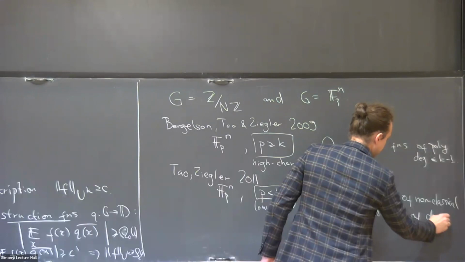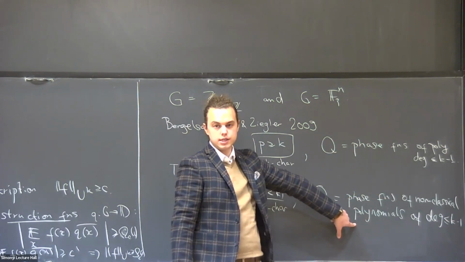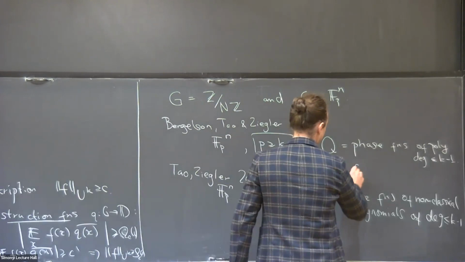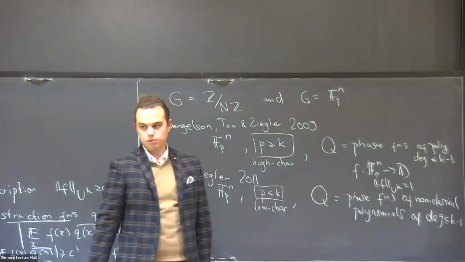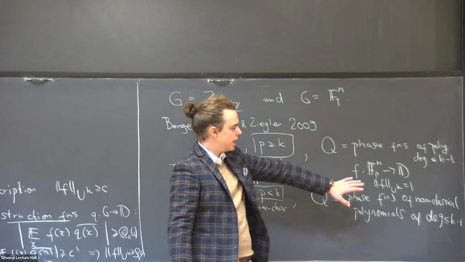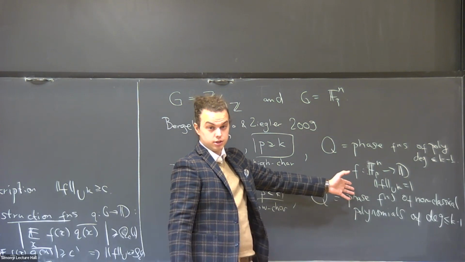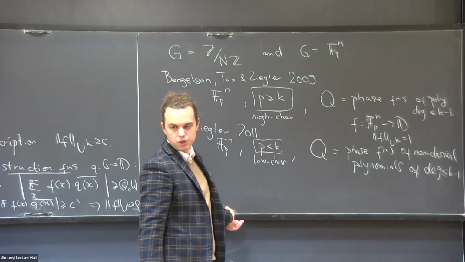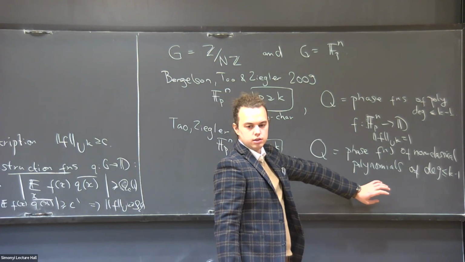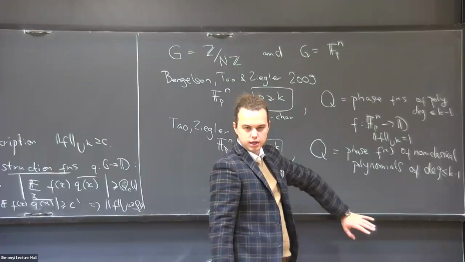And let me briefly say that these phase functions of non-classical polynomials are actually very natural in the sense that they solve the extremal problem. So if you try to solve the problem of having f from F_p to the n to the unit disk, which has maximal possible uniformity norm, you actually get exactly the phase functions of non-classical polynomials here. So it's a very natural thing to consider. There is also a very nice algebraic description, but I won't say what it is. In my talk, we'll actually use them as a black box. They're nice objects, they live somewhere, but we actually won't need an explicit description of them. Okay, so this is Tao and Ziegler from 2011.